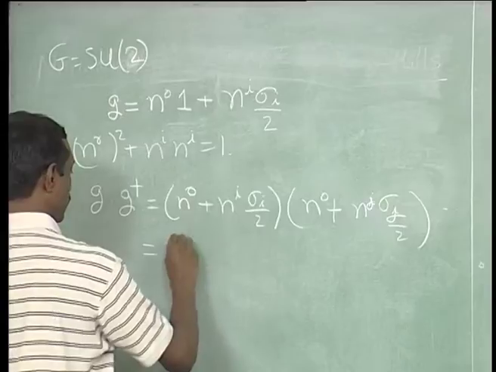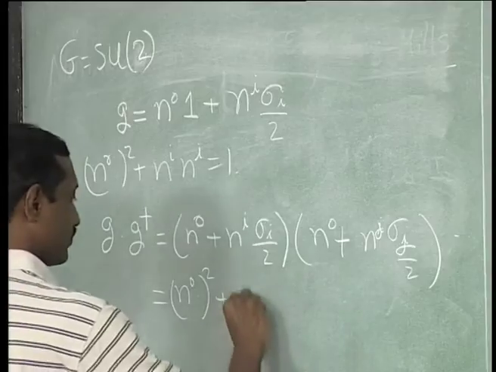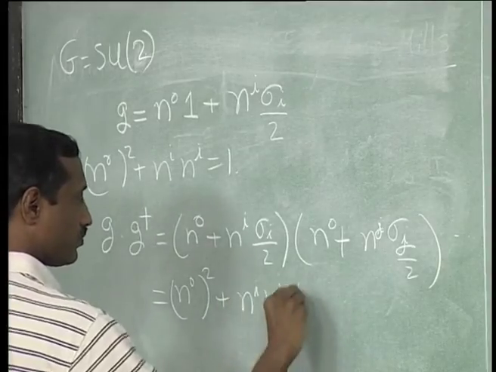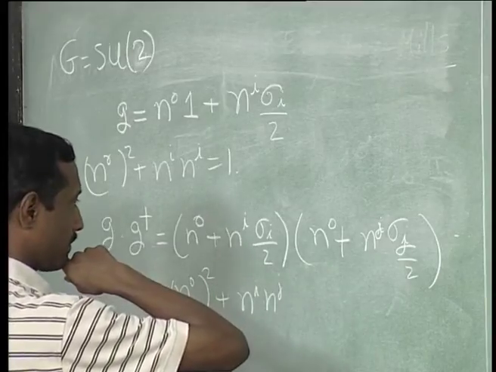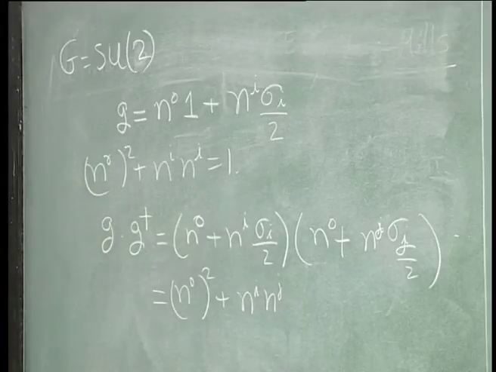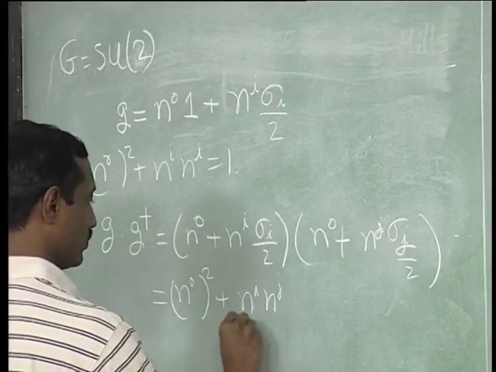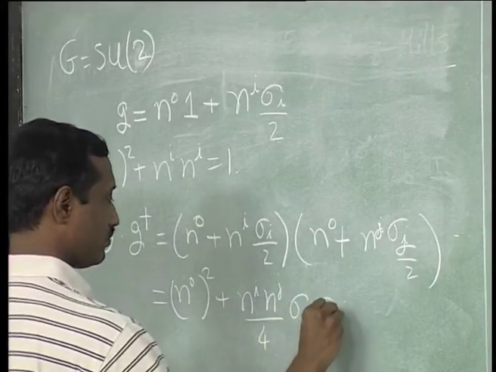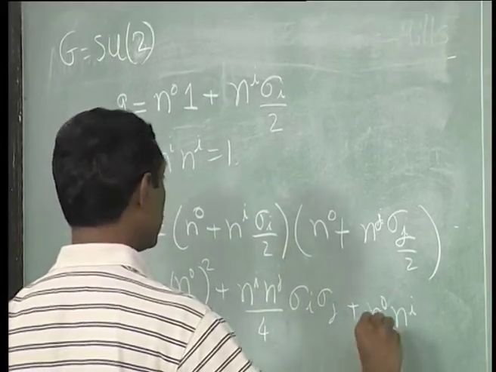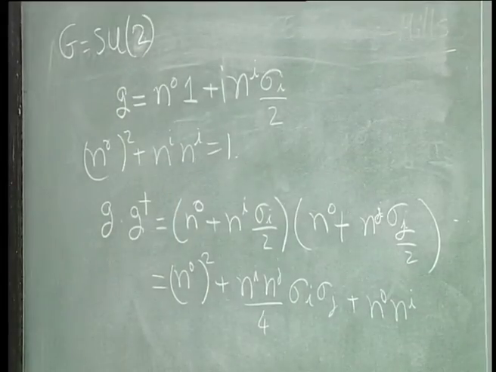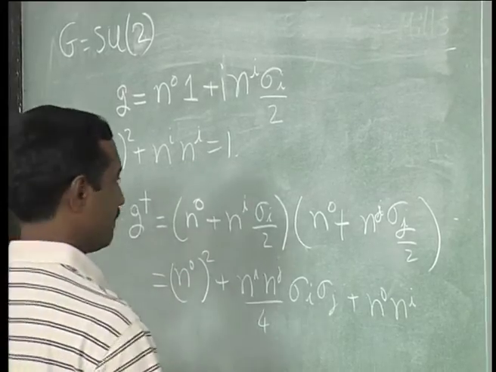So I get N0 square plus Ni Nj, this term I am writing right now. So, it is fourth, plus the other term which is N0 Ni. So, this does not cancel. So, I do need an I. I do need an I.